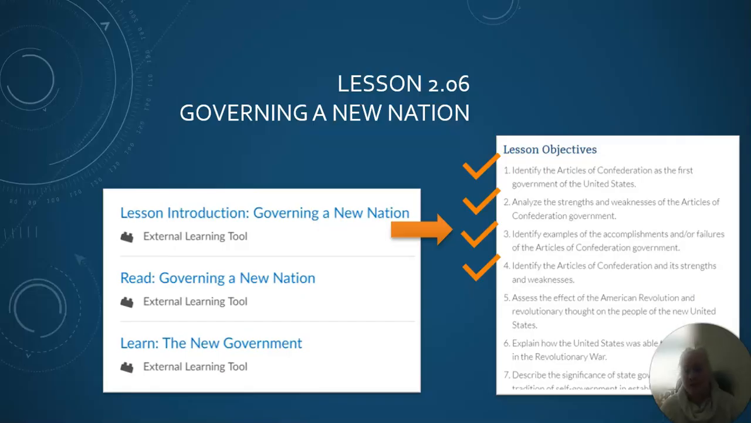So in the 2.06 lesson, the objectives we're going to focus on today are being able to identify the Articles of Confederation, strengths and weaknesses, accomplishments and failures, right? And so that is the goal.